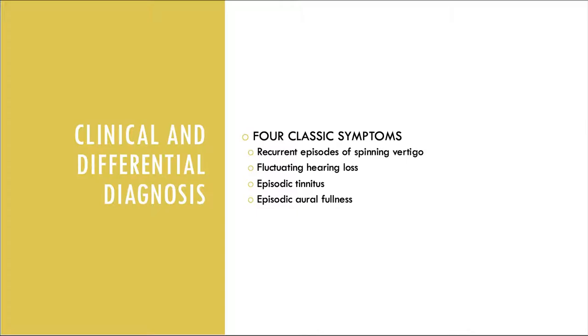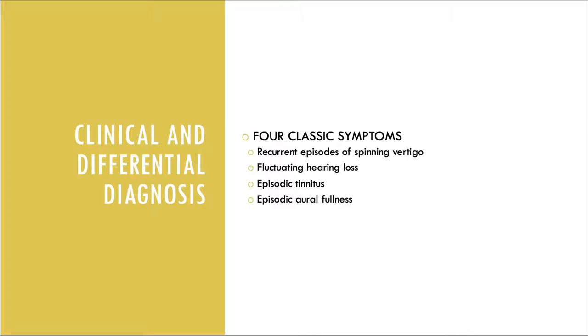These patients also tend to have a fluctuating hearing loss that is progressive over time, but most commonly presents as a low-frequency sensorineural hearing loss with poor word recognition. The next classic symptom is an episodic tinnitus that is typically described by these patients as a roaring sound. And the last classic symptom of Meniere's disease is an episodic aural fullness or pressure in their ears.